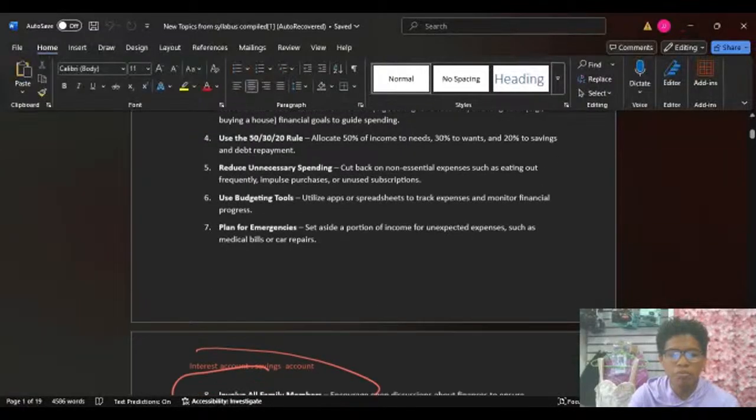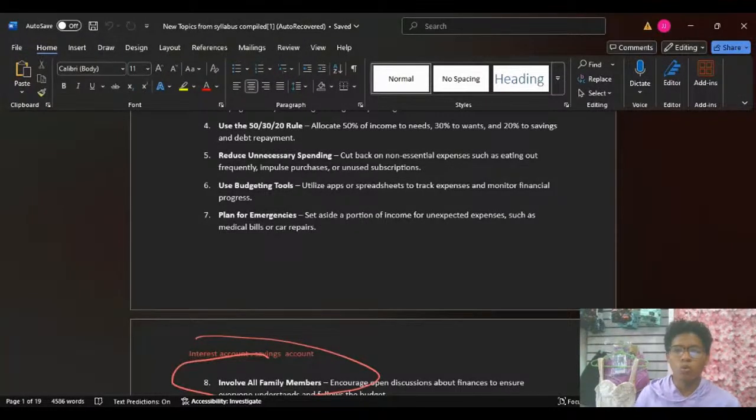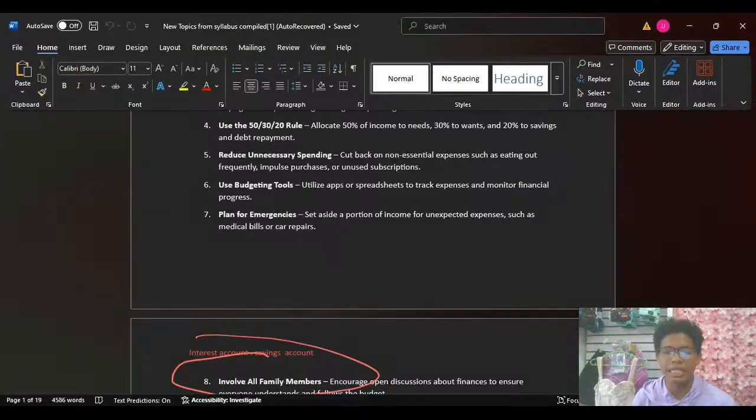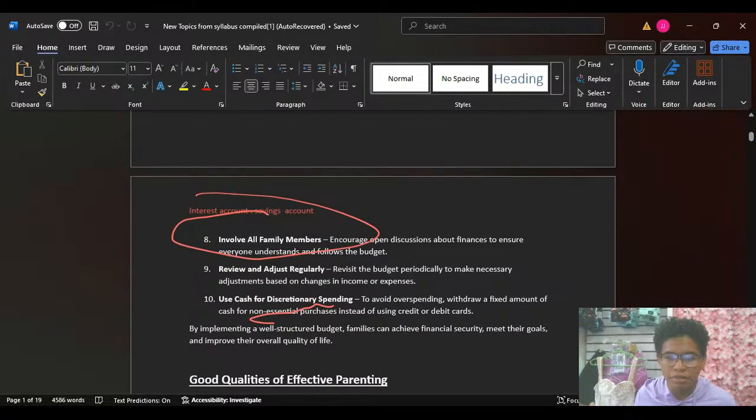Family budgeting. Use budgeting tools: utilize apps or spreadsheets to track expenses. Basically, your accounting, right? And plan for emergencies. One way of doing that is to set aside a portion of income for unexpected expenses such as medical bills or car repairs. If you're in a family or you're a parent, you have to be prepared for externalities that may come unexpectedly. And involve all family members. Make sure everyone is involved, and if possible, that your family members are contributing to the budget.